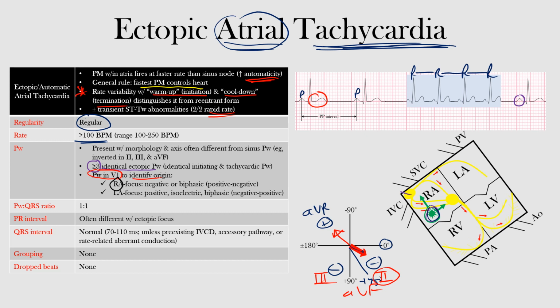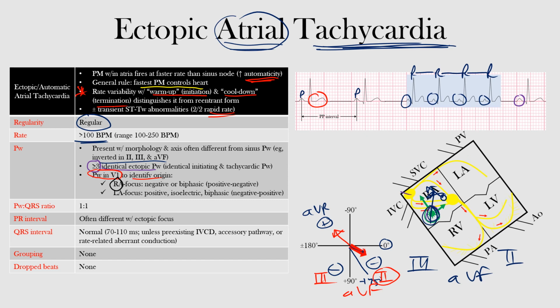Now, we said the P wave morphology will be different from the normal sinus P waves. We said it could be inverted in those inferior leads. Think about it. Here's lead 2, here's lead 3 and lead aVF. Think about it moving away from those leads, or even around here, moving away from those inferior leads. And because of that, we can sometimes see these inverted P waves in those leads. We want to see at least 3 identical ectopic P waves, okay, as we saw here. At least 3 of the same to call this an ectopic atrial tachycardia, okay? If there were different P waves, we'll get into something else called multifocal atrial tachycardia.